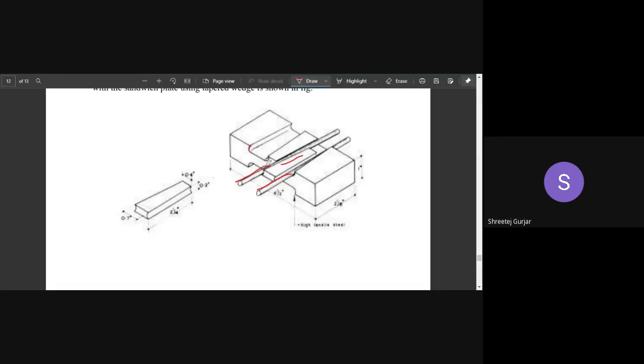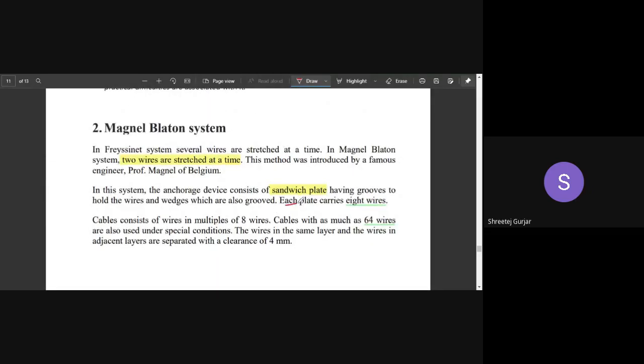Two wires here, two wires here, and below you can see there is a gap or a groove provided, so you can have two wires here and two wires here below. Totally you have 1, 2, 3, 4, 5, 6, 7, 8. So in each sandwich plate, you have 8 wires that you can place and hold in the anchorage. Each plate can have 8 wires, so that is what is explained here.